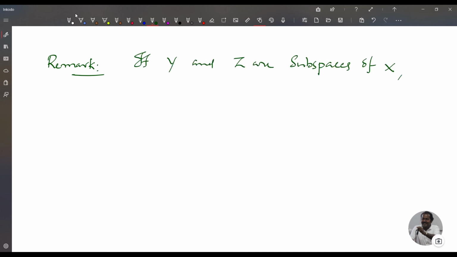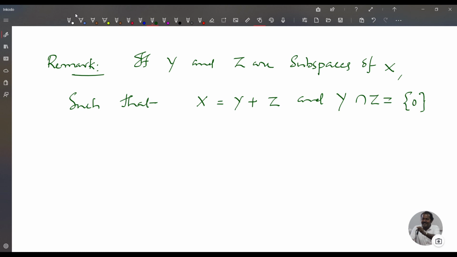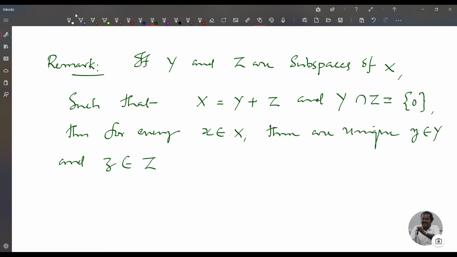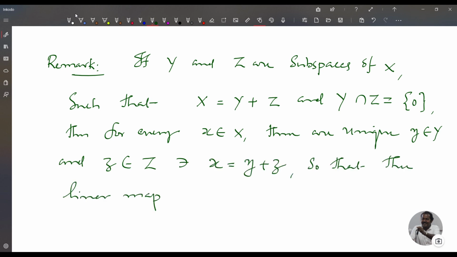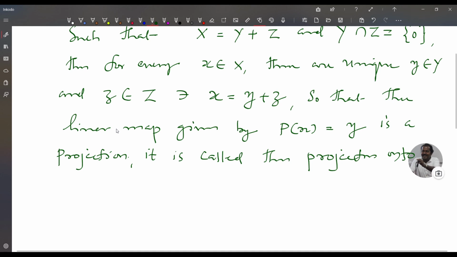Now we have one more remark. If Y and Z are subspaces of X such that X is equal to Y plus Z and Y intersection Z is the singleton 0, then for every x in X there are unique y in Y and z in Z such that x is equal to y plus z, so that the linear map given by P of x equal to y is a projection. It is called the projection onto Y along Z.